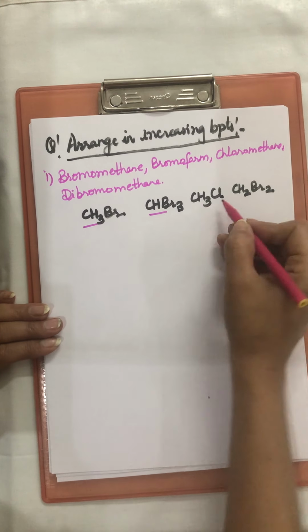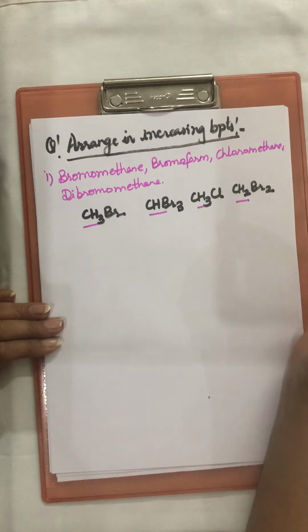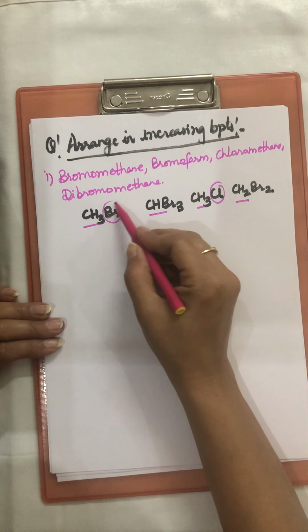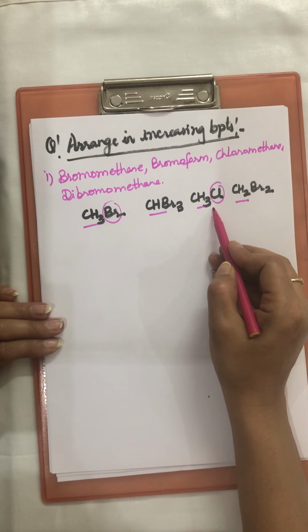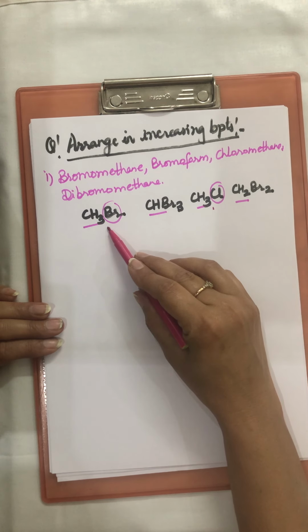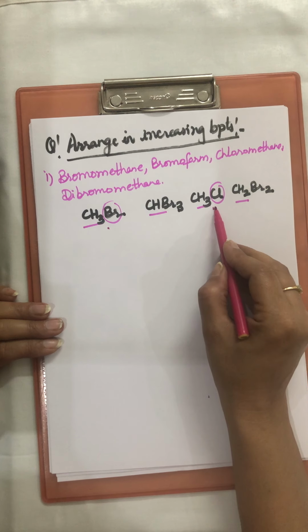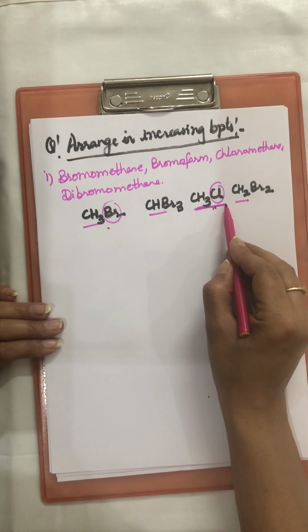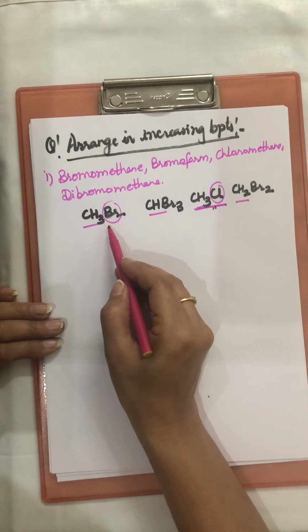One carbon atom is here. Now there is one Cl and here we have one Br. The molecular mass of this compound is less as compared to this one. So lesser is the molecular mass, lesser will be the magnitude of van der Waals forces. Hence the boiling point of this compound will be less as compared to CH3Br.